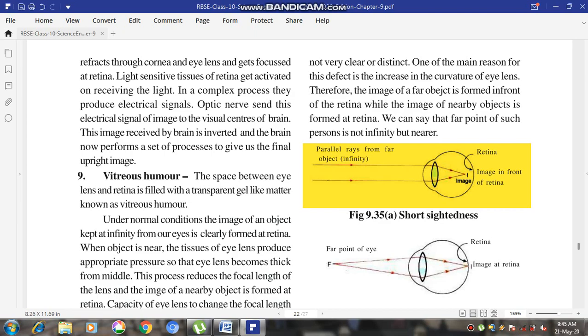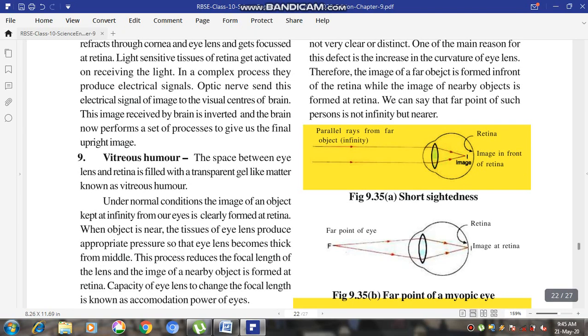The parallel rays from a far object, that is infinity, come to the convex lens, and the image forms in front of the retina, not on the retina. So we cannot see the distant object very clearly.